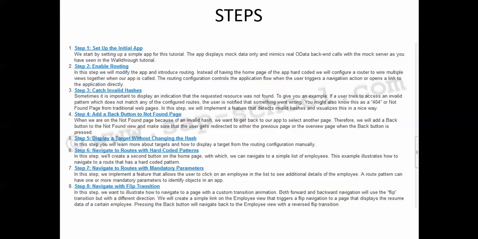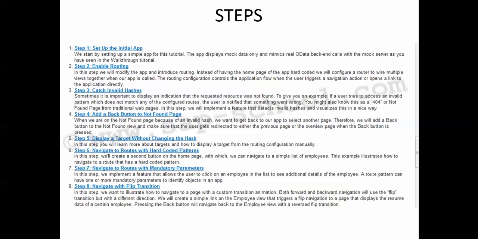After that, the fourth step is to add a back button to the not found page. Now when we are on the not found page because of an invalid hash, we want to get back to our app to select another page. Therefore, we will add a back button to the not found view and make sure that the user gets redirected to either the previous page or the overview page when the back button is pressed. Then we have display a target without changing the hash. So in this we'll learn more about the targets and how to display a target from the routing configuration manually.